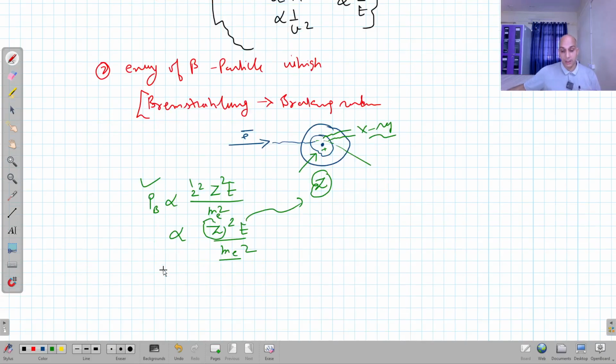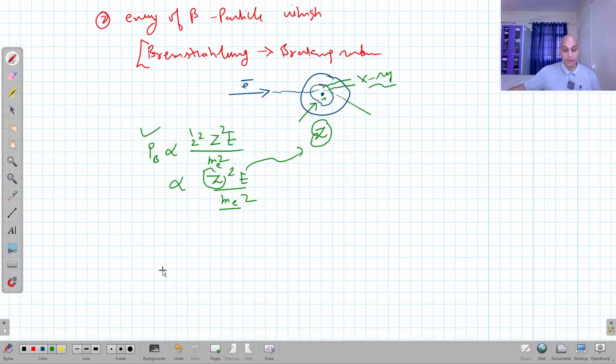Now I am coming to the third process, right? The electron can lose energy through another process that is known as Cherenkov radiation.